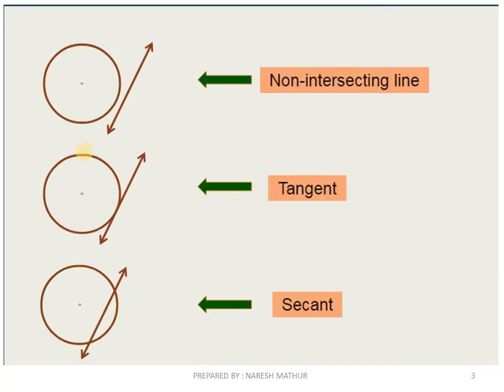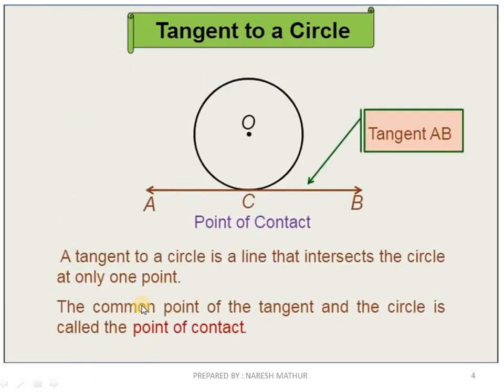Here we have a figure. This is a non-intersecting line. This one is a tangent, which is touching or intersecting the circle at a single point, and this one is called a secant. This point is called the point of contact.